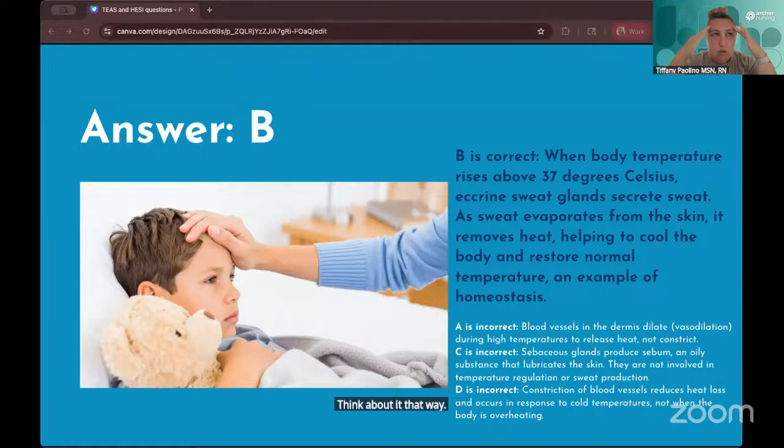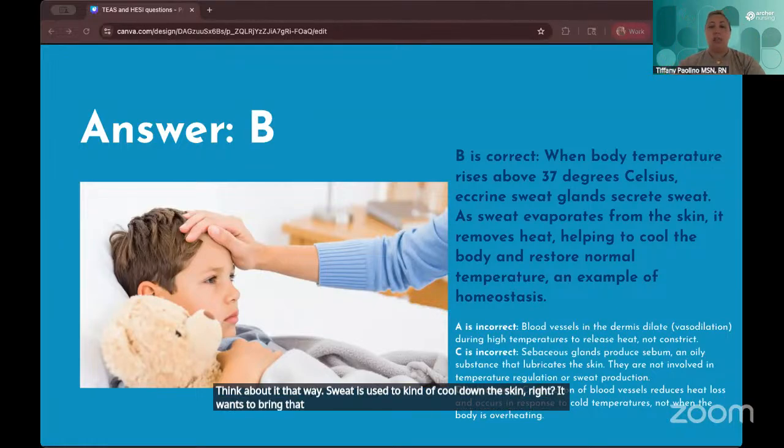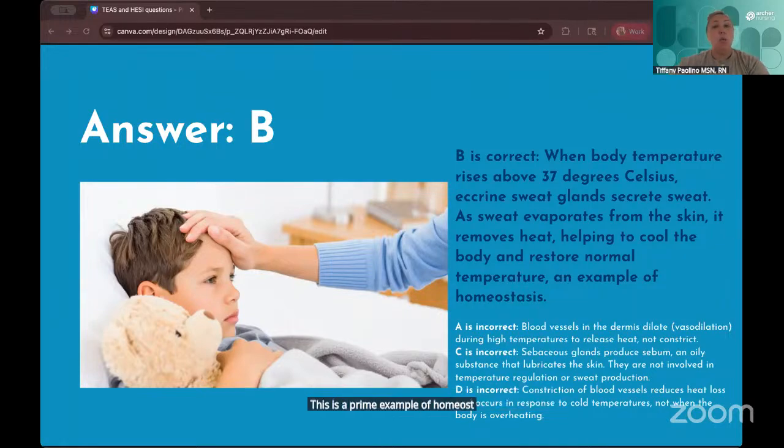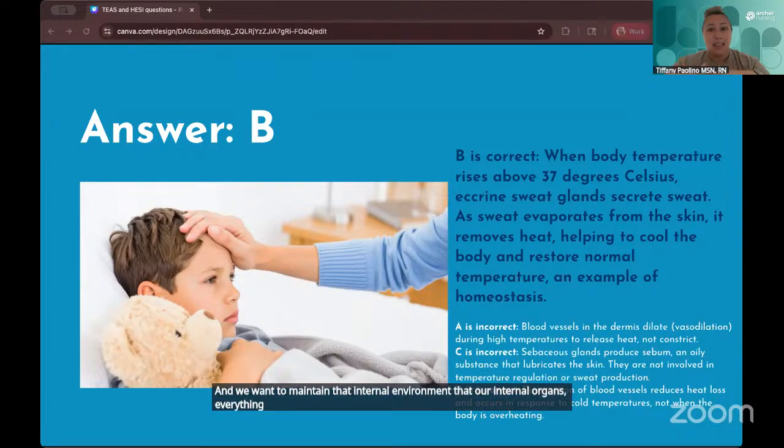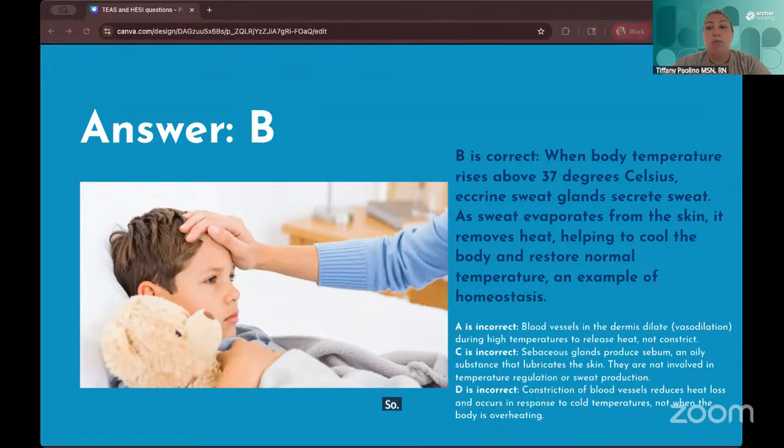Sweat is used to cool down the skin, right? It wants to bring that temperature down. This is a prime example of homeostasis. We want to balance that temperature and maintain that internal environment so that our internal organs, everything, stays at an equal temperature. We don't want anything to get a little too hot. So remember, sweating helps cool the body down.